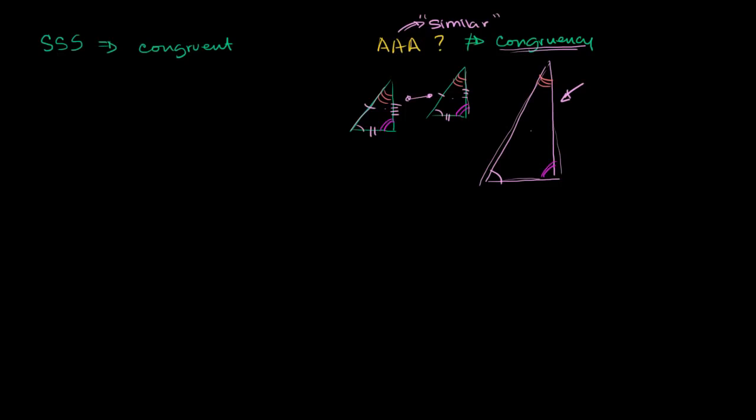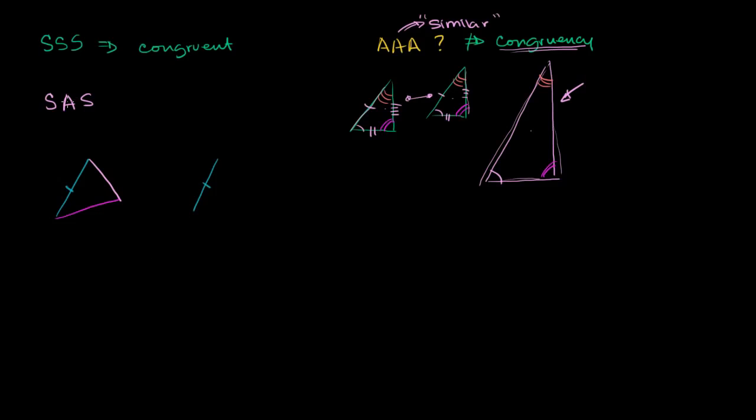What about side, angle, side? So let's try this out. Let's start off with a triangle that looks like this. I have my blue side, I have my pink side, and I have my magenta side. And let's say that I have another triangle that has this blue side. It has the same length as that blue side. So that length and that length are going to be the same.